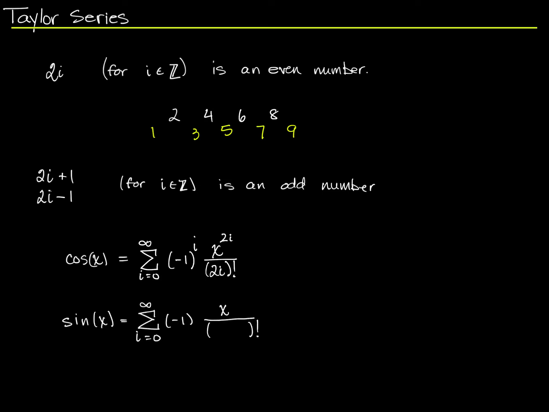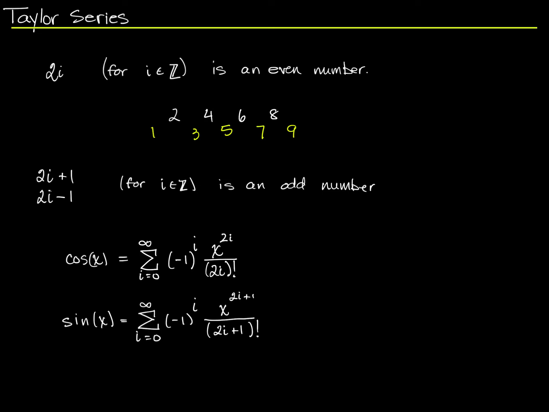All I need to do here is make this even power and this even denominator factorial odd. So I'm just going to say 2i plus 1 and 2i plus 1. And then it turns out that these alternate as well, so I can make this exponent on negative 1 just i. Each individual term changes sign. When this is 0, I want the coefficient to be 1. When it's 1, the second term, I want this to be negative 1. And then I want them to alternate.